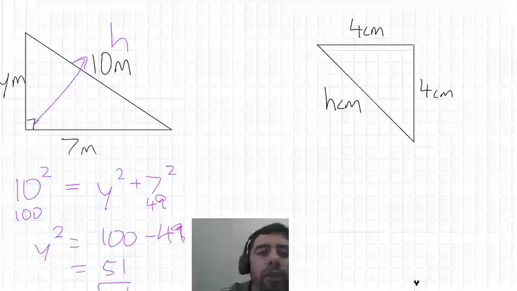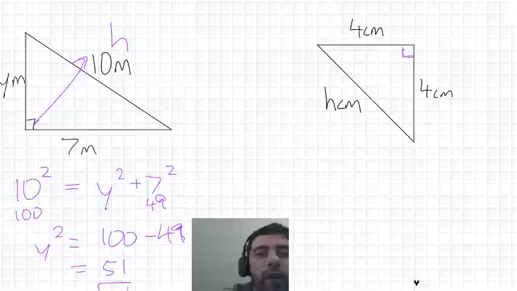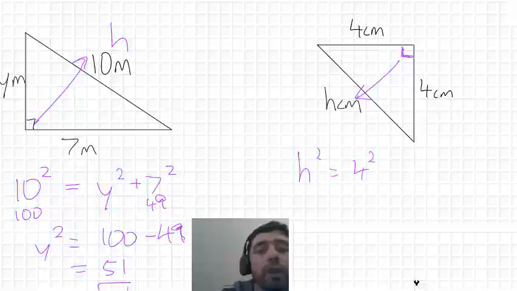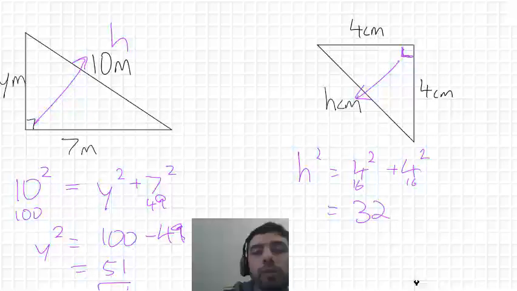How would we do this one? Well, we've got another similar kind of question, and again, I should have had the right angle there. If there's no right angle, you can't do it. I've already called it h. That's easy. H squared is equal to 4 squared plus 4 squared. The calculator can do 4 squared plus 4 squared, or you can do it slowly. 16 and 16 makes 32.